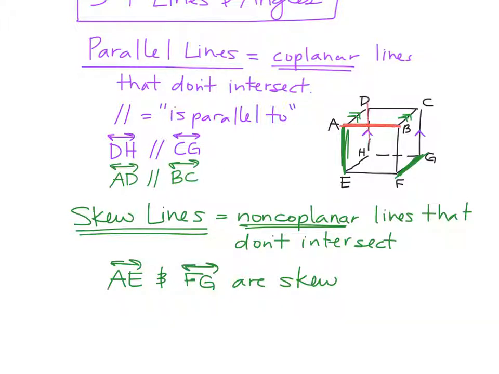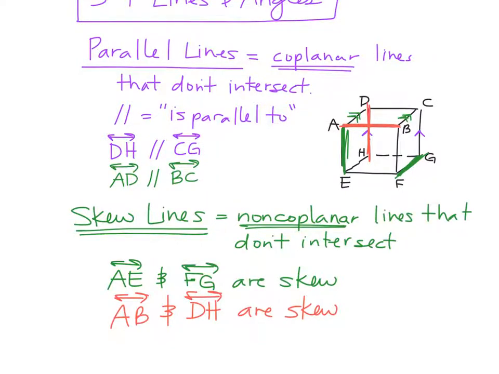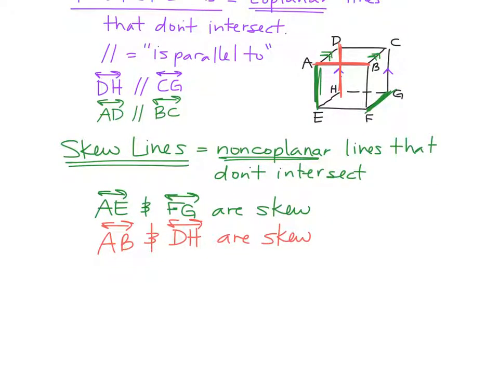A, B, and D, H. Oh, you made a cross. A, B, and D, H are skew. Notice it looks like they intersect in our picture, but that's because our picture is two-dimensional and we're dealing with a three-dimensional figure. D, H is behind, A, B is out in front, okay? So that's skew.